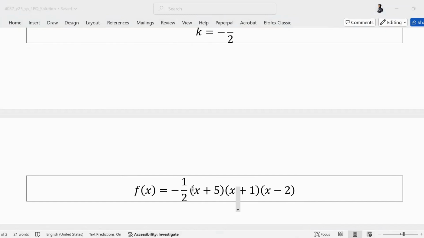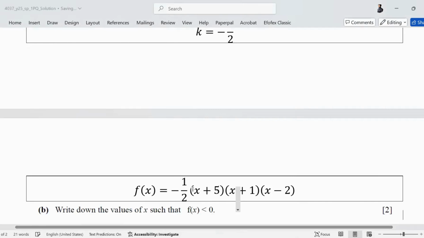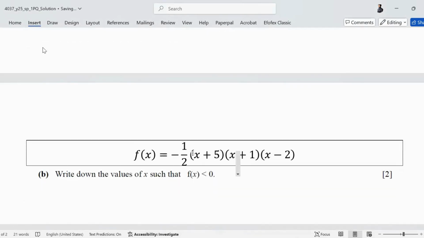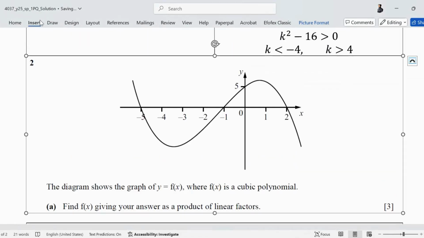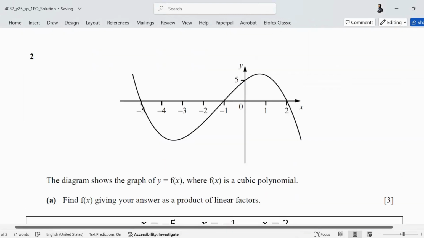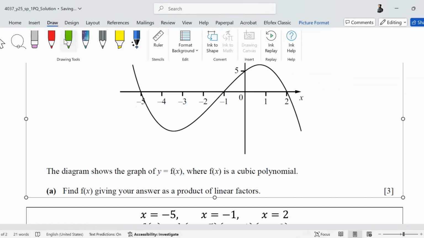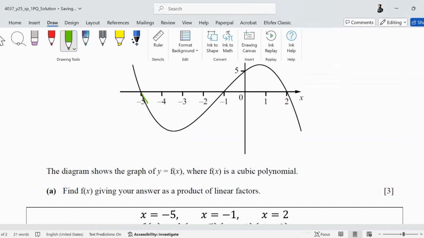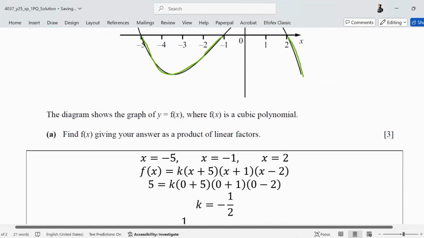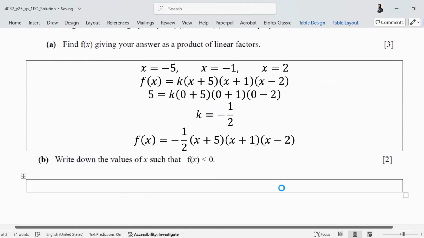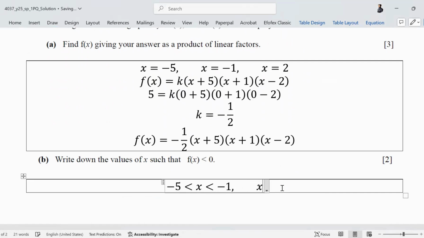Now the question wants us to write down the values of x such that f(x) is less than 0. It is negative. The curve is negative below the x-axis. And where do we find it as negative? If we trace the region where we find it as negative, it is this region and it is this region. So what are the values of x in this region? x can either be between negative 5 and negative 1, or x is greater than 2. So these are the solutions to the first two questions.